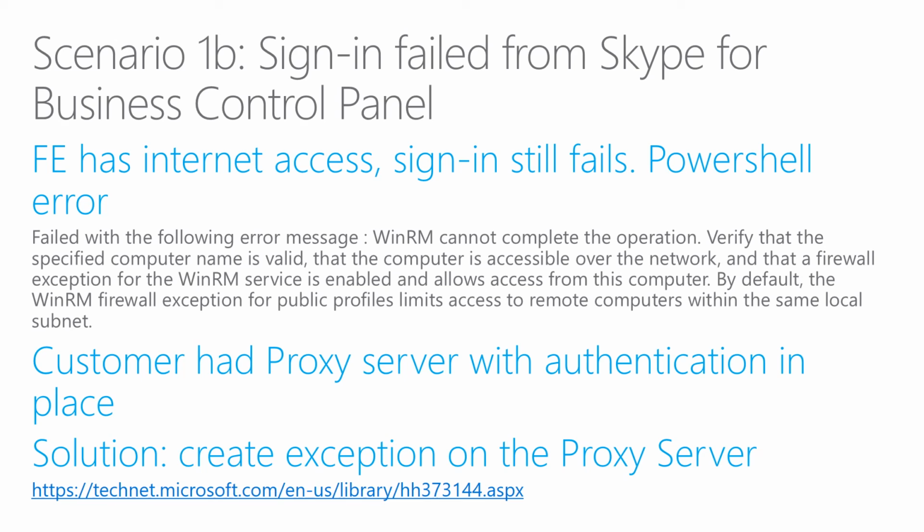Second scenario, 1B, is again that sign-in fails from the Skype for Business control panel. You know that your front end has internet access, but the sign-in still fails with a PowerShell error. You find this error when WinRM cannot complete the operation. You need to verify that the specified computer name is valid, etc. This is happening when you have a proxy server with authentication in place from the front-end server. To solve this, you need to create an exception on the proxy server, like it's depicted in the following URL.